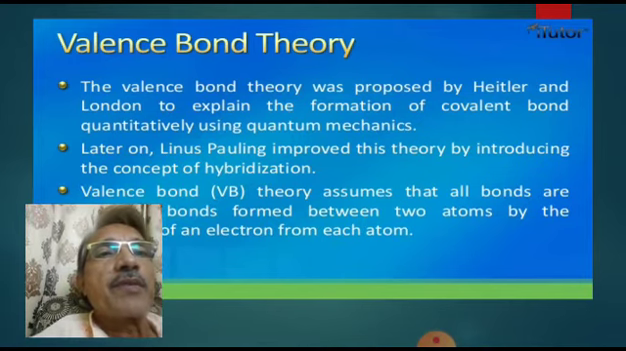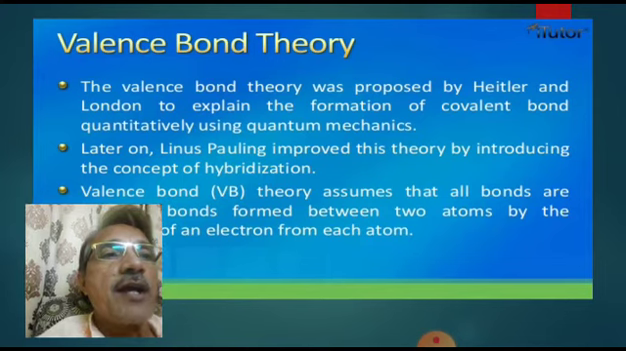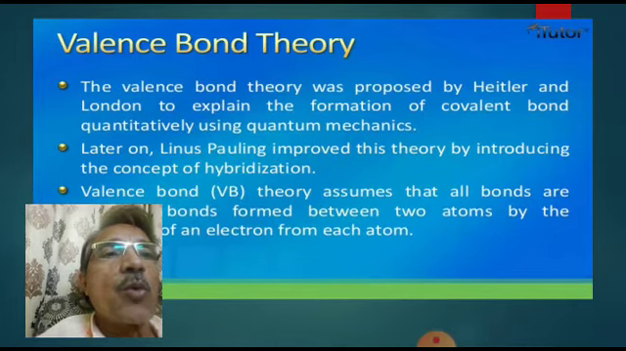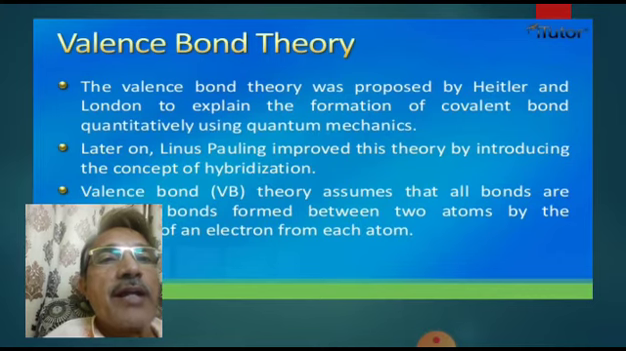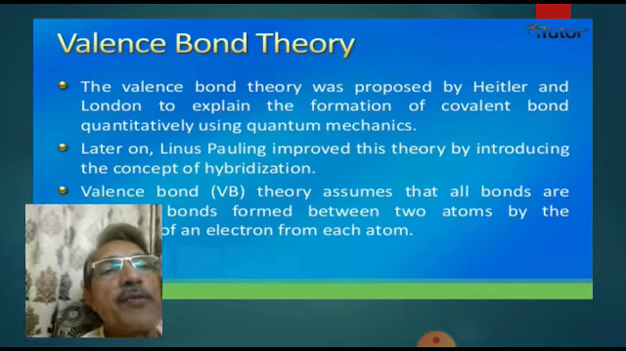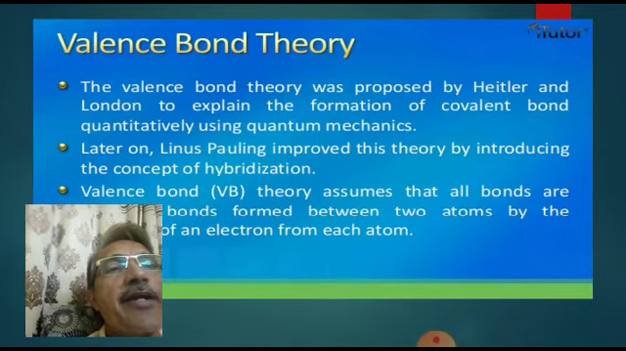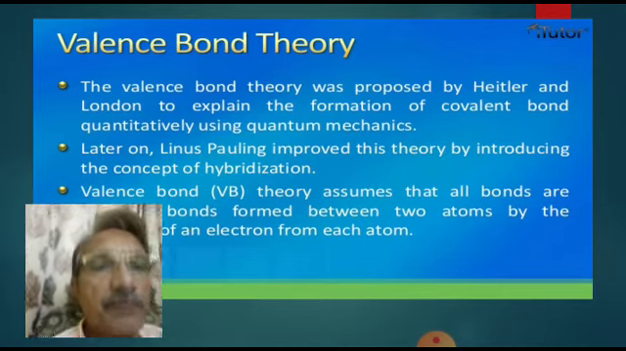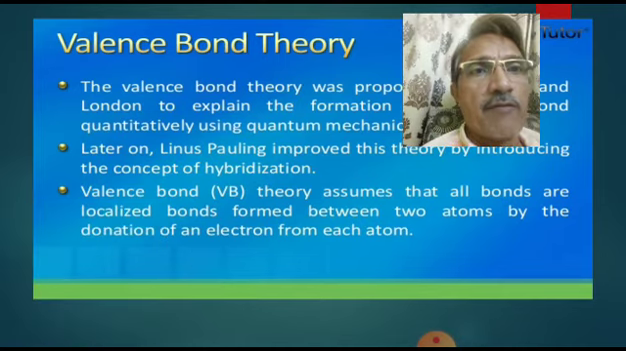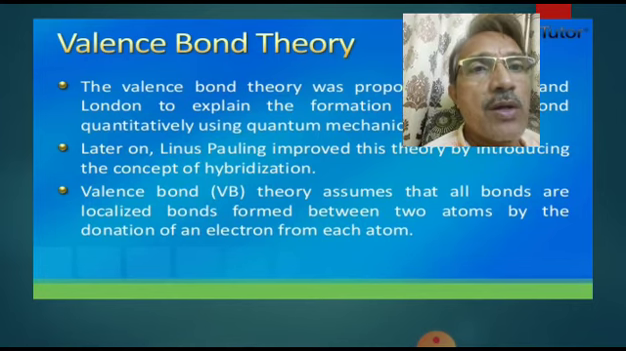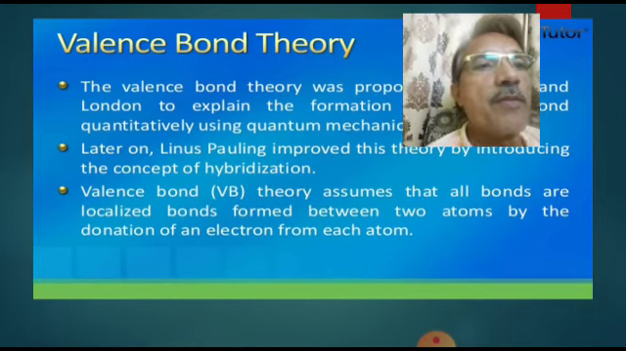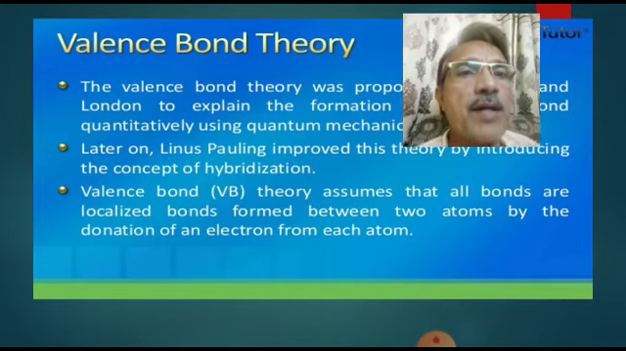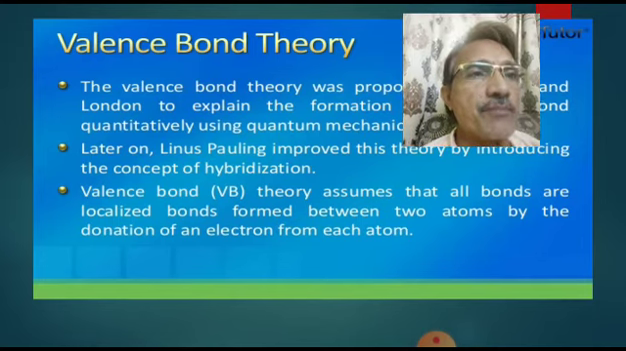Valence bond theory. The valence bond theory was proposed by Heitler and London to explain the formation of covalent bond quantitatively using quantum mechanics. Later on, Linus Pauling improved this theory by introducing the concept of hybridization. Valence bond theory assumes that all bonds are localized bonds formed between two atoms by the donation of an electron from each atom.